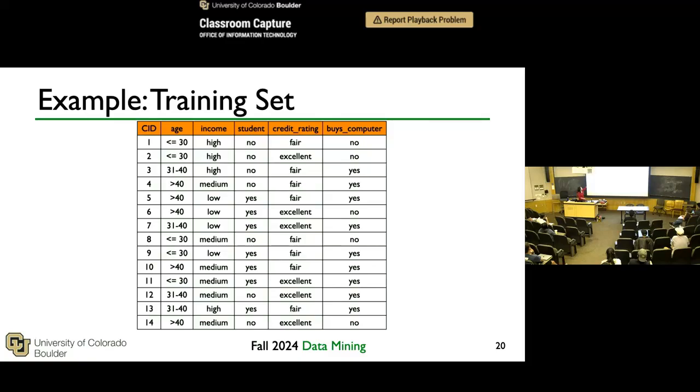Question one: I do have the customer ID. Can I build a model based on customer ID? Yes or no? Why not?